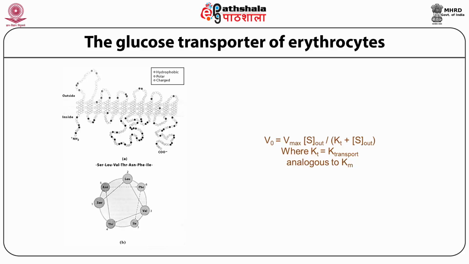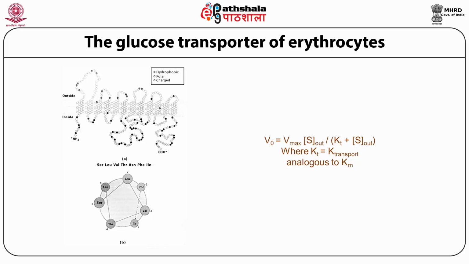It's an integral membrane protein of 45 kilodalton molecular weight with 12 membrane spanning helices. It is these helices which form a channel with hydrophobic inner surface for glucose to pass, forming transient H bonds, hydrogen bonds, during its movement.